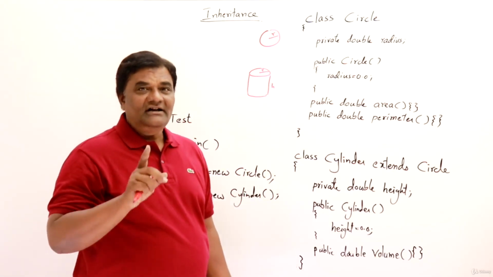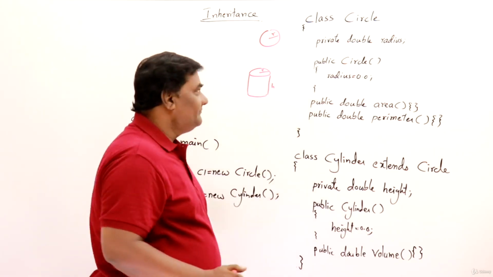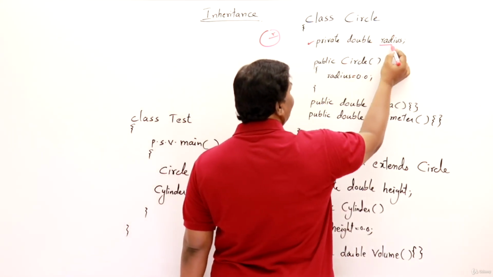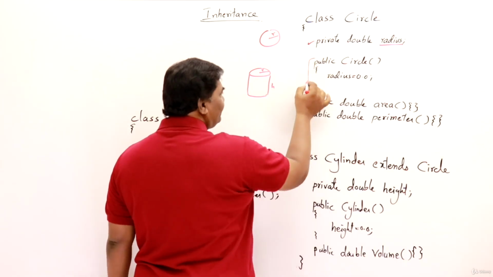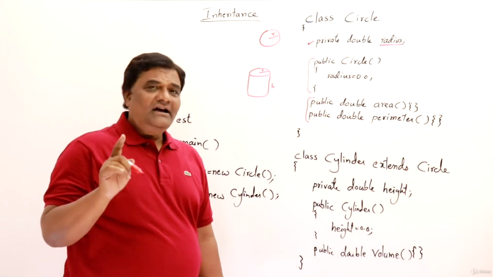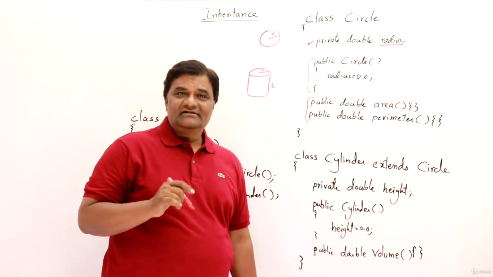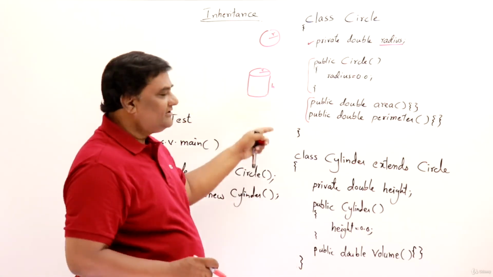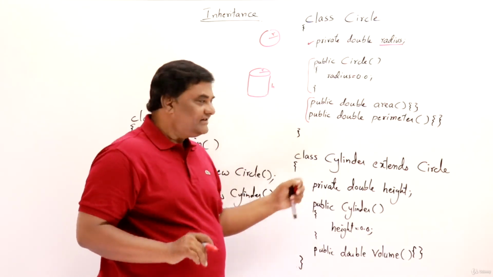So for that, I have two classes here. Let us look at them. I have a class called circle, which is having only one property, that is radius. Then this is a constructor, and I have two more methods, that is area and perimeter. I have not written property methods and different types of constructors. I have written a few methods here so that we can discuss inheritance.